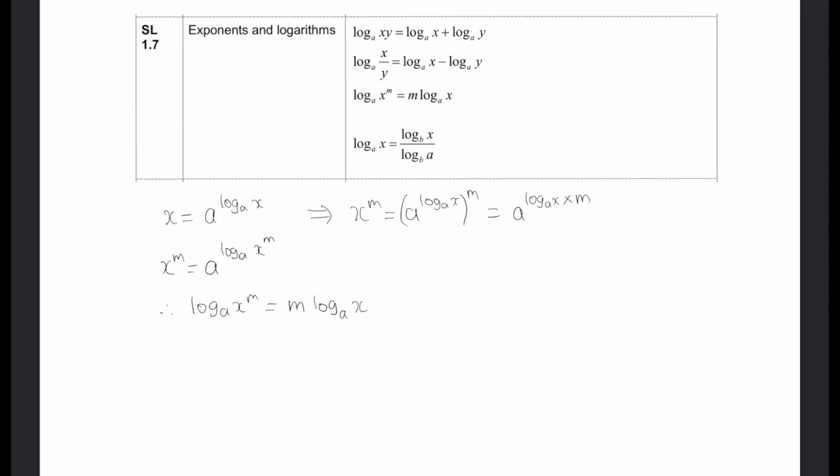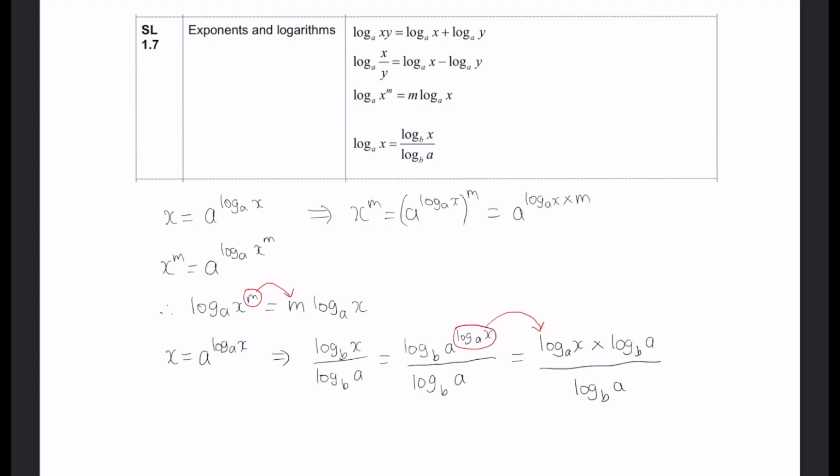Finally, we yet again begin by noting that x is equal to a to the power of log base a of x. So, log base b of x over log base b of a is equal to the following. Here, according to the logarithm rule we explored just above, the index within a logarithm can be taken out of the logarithm as a factor. So, after the log base a of x is taken out of the logarithm as a factor, and the log base b of a in the numerator and denominator cancels out, we are left with log base a of x. Therefore, log base a of x is equal to log base b of x over log base b of a.